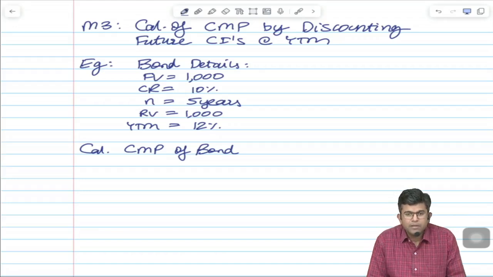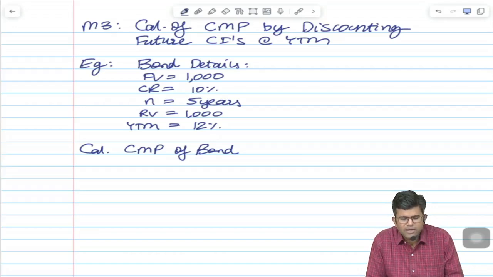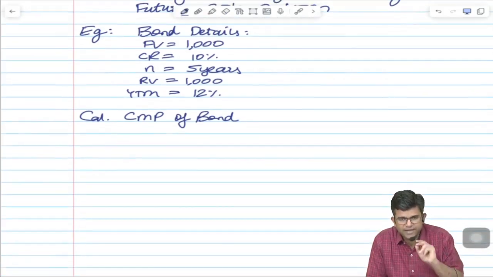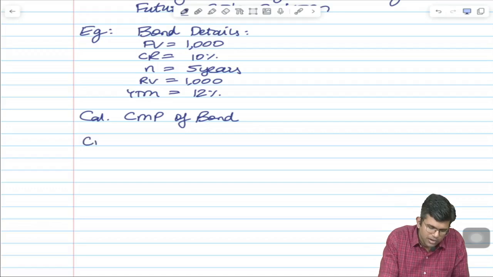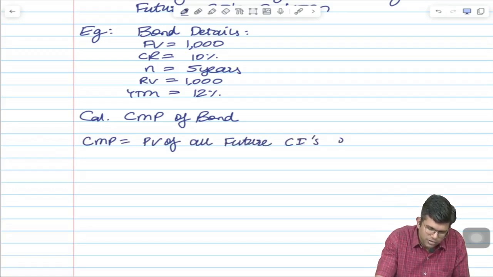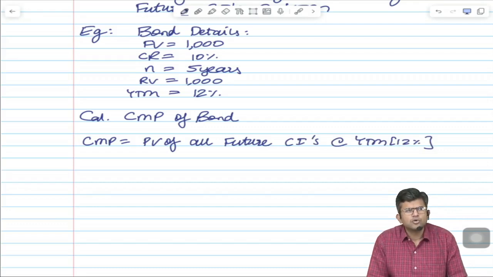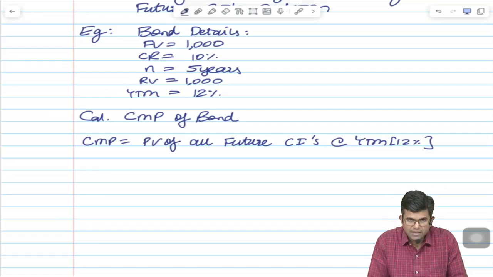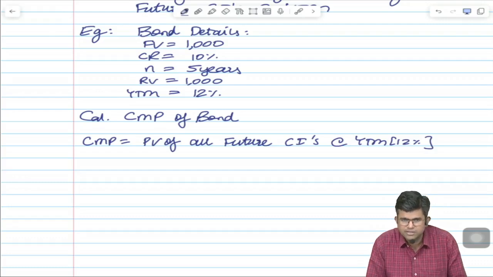But now I will tell you, no, we can calculate price also. As of today's price, we can calculate. How? Current market price is equal to present value of all future cash inflows discounted at the rate YTM. So that means, sir, same as what we did in module number 1. Yes, in module 1 also you did this only. You took the future cash inflows and you discounted them. Here also you are taking future cash inflows and discounting them.